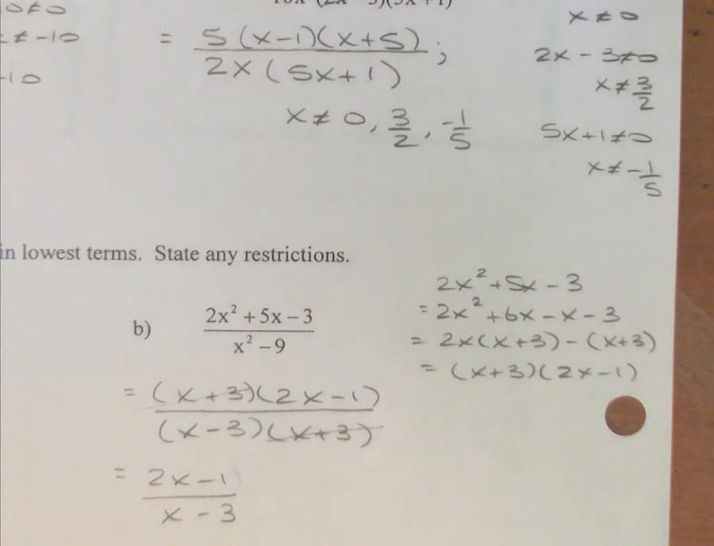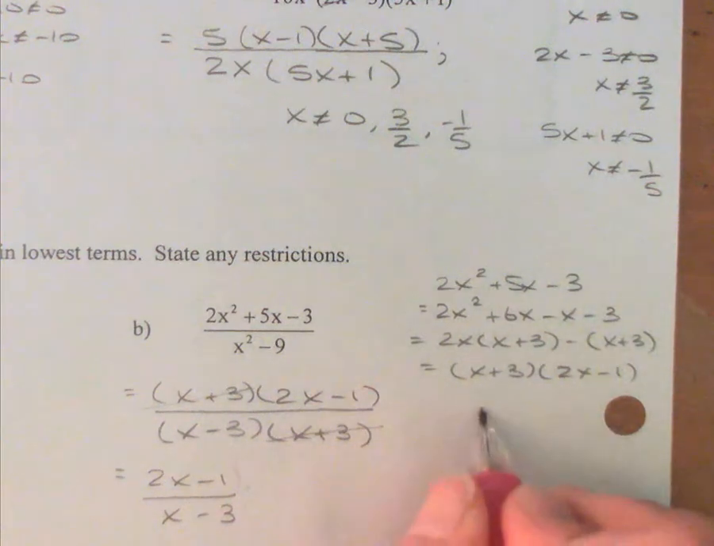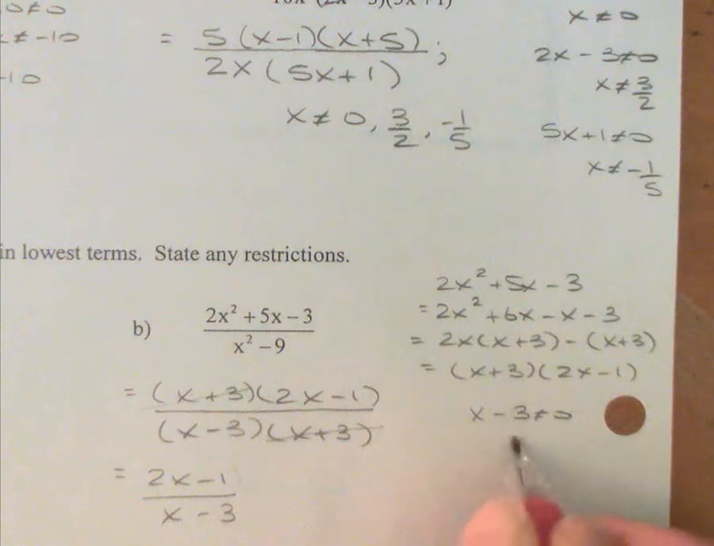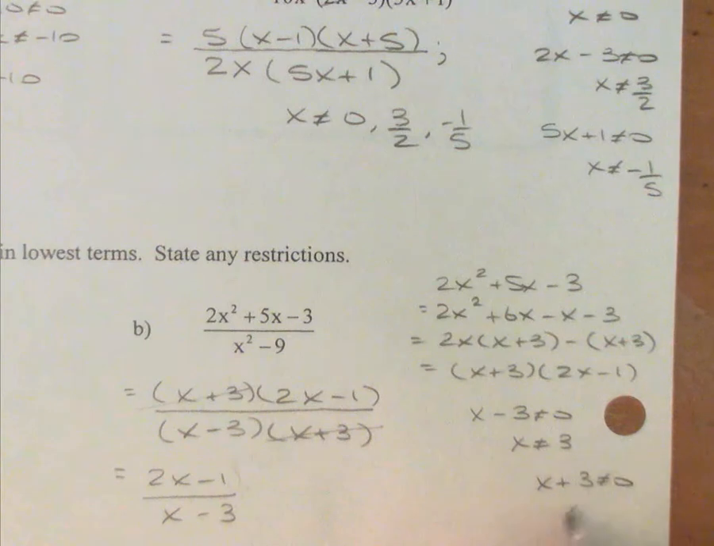I need to state restrictions. So I look at my denominator. Again, it is much easier to use the factored form of the denominator. So I have x minus 3 cannot equal 0, or x cannot equal 3. And I have x plus 3 cannot equal 0, or x cannot equal minus 3. So there's my answer, such that x cannot equal, and we can say plus minus 3. Since we have two 3's, one's positive, one's negative, you can state them separately, or you can say plus minus 3.